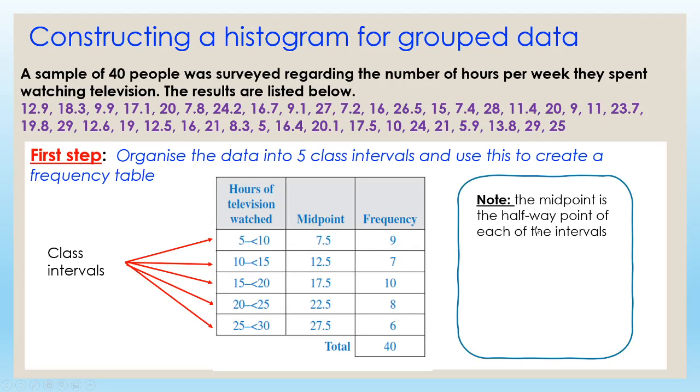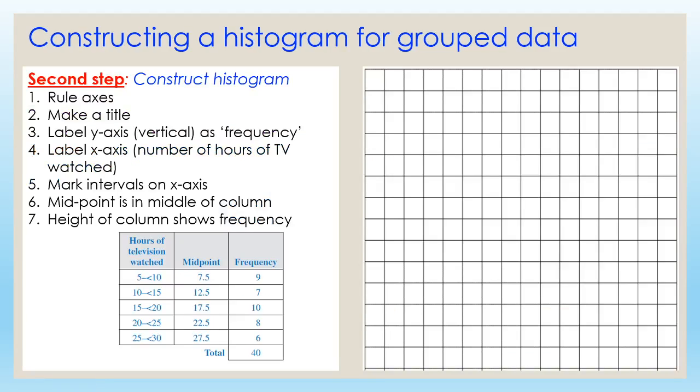As I said, the midpoint is halfway between the 5 and the 10, or the 10 and the 15, between each interval. A way of calculating it is we just add up the lower and upper bounds of the intervals and divide by 2. So let's go through our steps. Ruler and axis, make a title, label the axis, label the y-axis, mark the intervals on, mark the midpoints, and then do the heights of the columns.